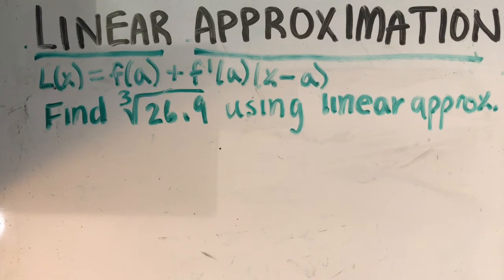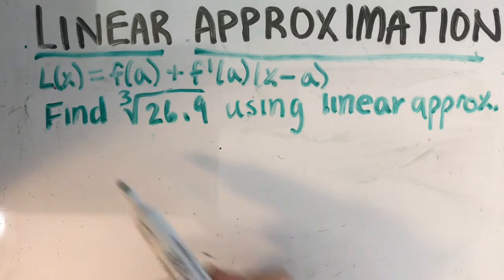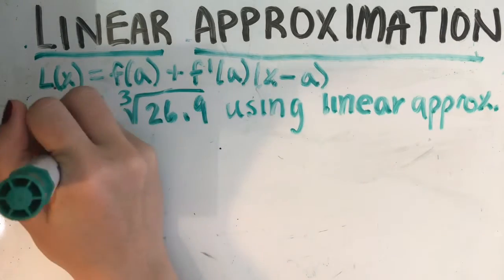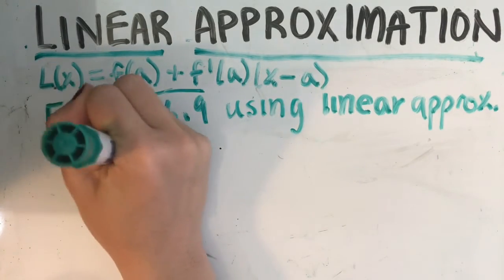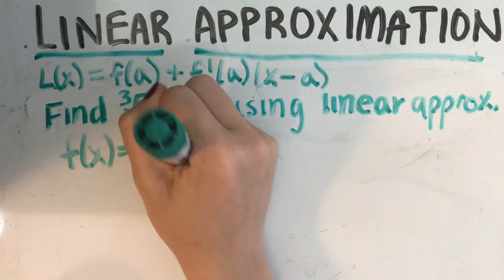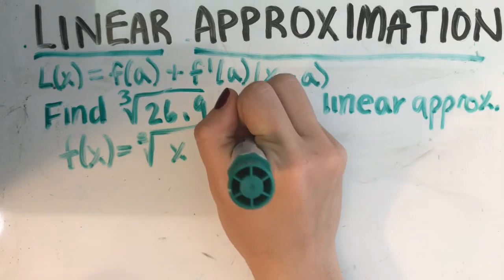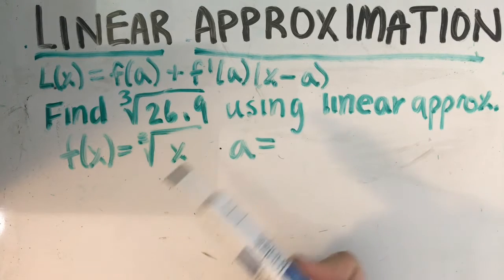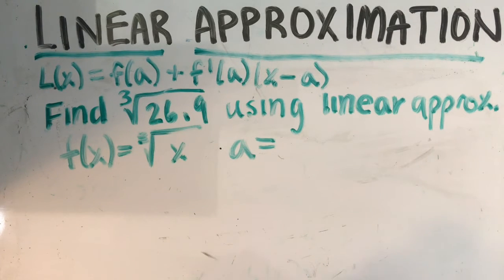Now let's try a problem that's a little more practical. Here we can use linear approximation to find a cube root of a number that we don't know off the top of our head. So to begin this problem, let's write a function that represents this value. A function that would accurately represent this could be f of x equals the cube root of x. Now we want to find an a value that would be easy to take a cube root of, near 26.9. The first a value that comes into my head is 27 because it's easily cube rooted and would make a good starting point for this equation.